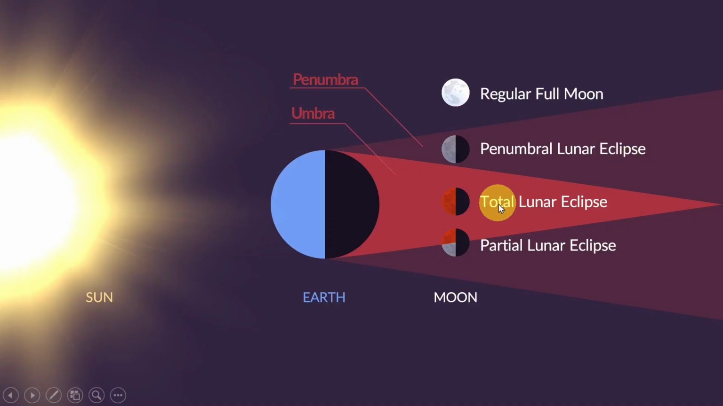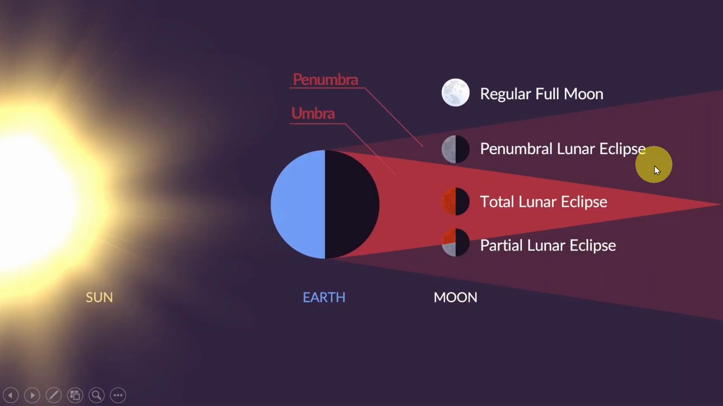Then here is the total, when the moon is engulfed in the Earth's shadow, and here is the partial lunar eclipse. One part of it is in the penumbra and one part of it is in the umbra, and this is the one we are expecting very soon. Notice that in the total eclipse the moon is totally engulfed in the cone of Earth.